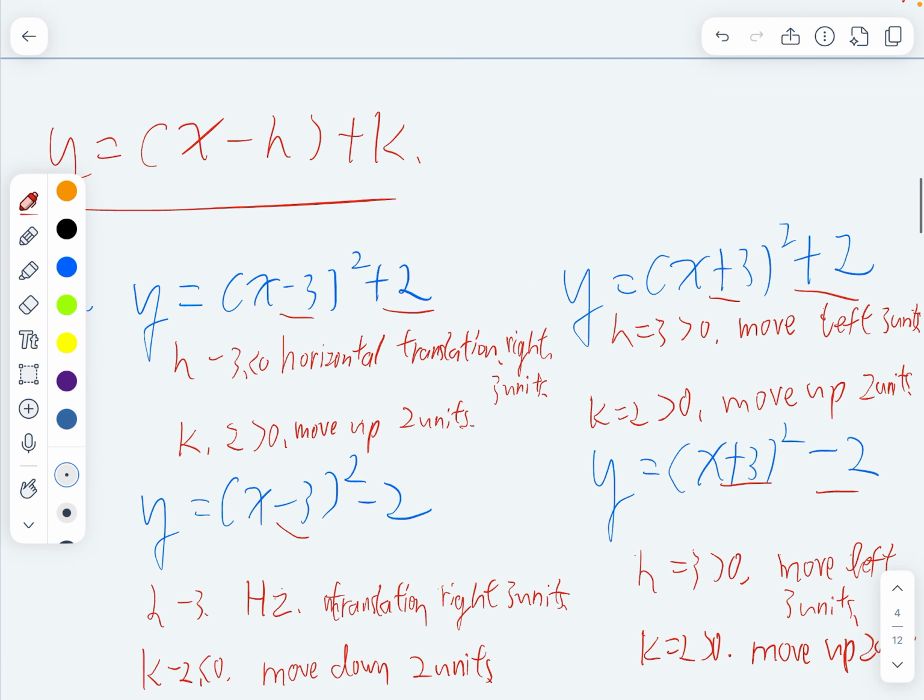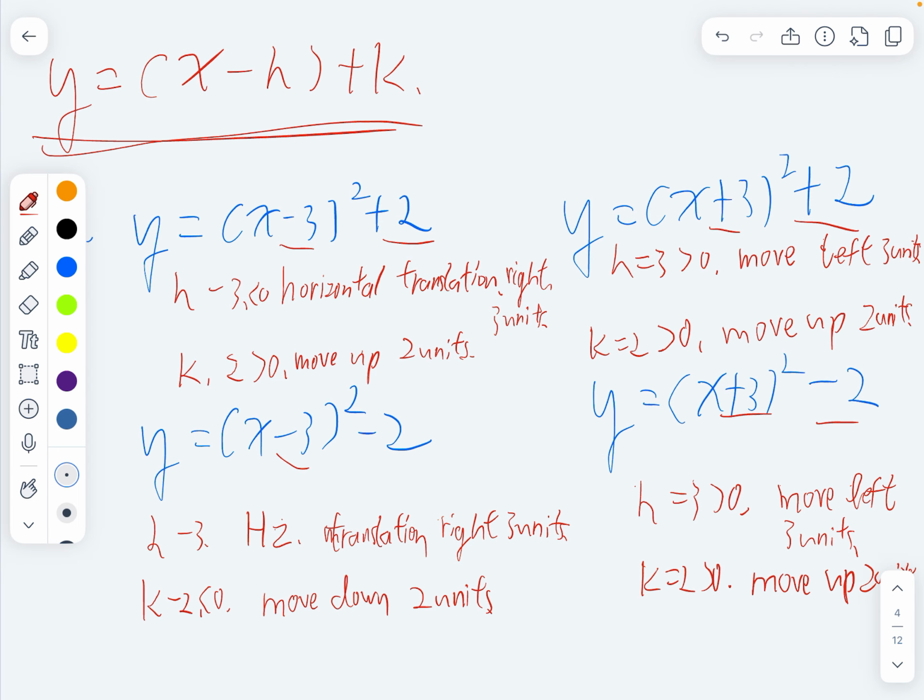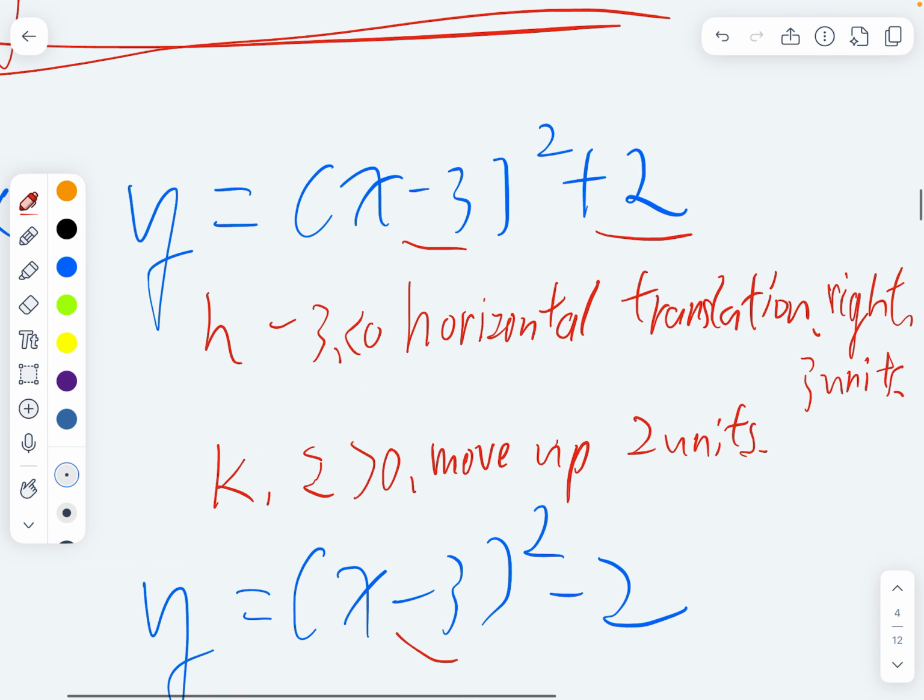Let's see some typical questions. This is the general form, y equals (x minus h) squared plus k. The first one is y equals (x minus 3) squared plus 2. We find the h and the k first. h is equal to 3, so it's a horizontal translation to the right 3 units. And 2 is greater than 0, so it moves up 2 units.